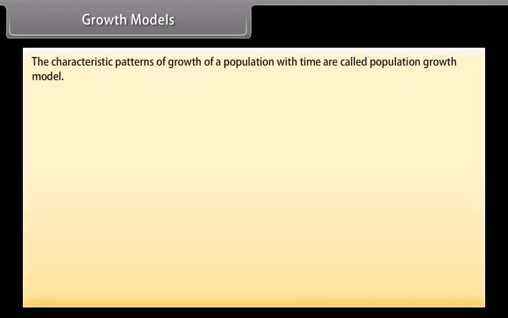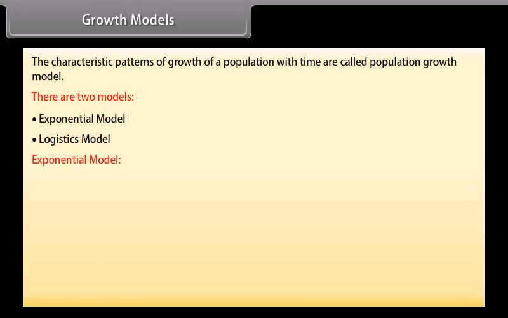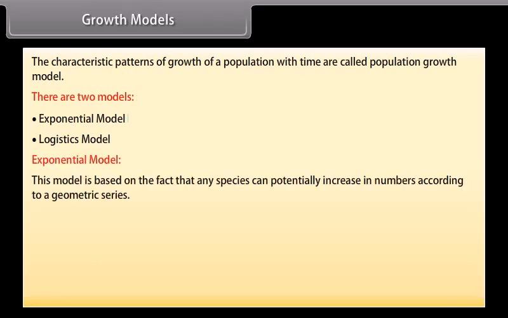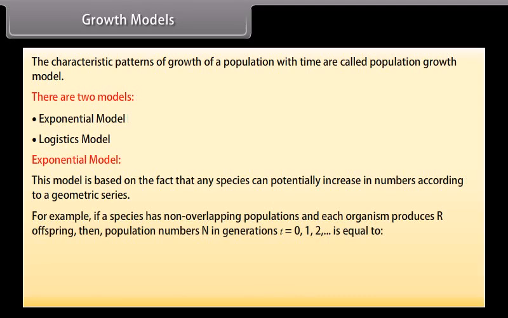Growth models. The characteristic patterns of growth of a population with time are called population growth models. There are two models: exponential model and logistic model. Exponential model. This model is based on the fact that any species can potentially increase in numbers according to a geometric series. For example, if a species has non-overlapping populations and each organism produces R offspring, then population numbers N in generations t equals 0, 1, 2, and so on, is Nt equals N0 times R raised to the power t.